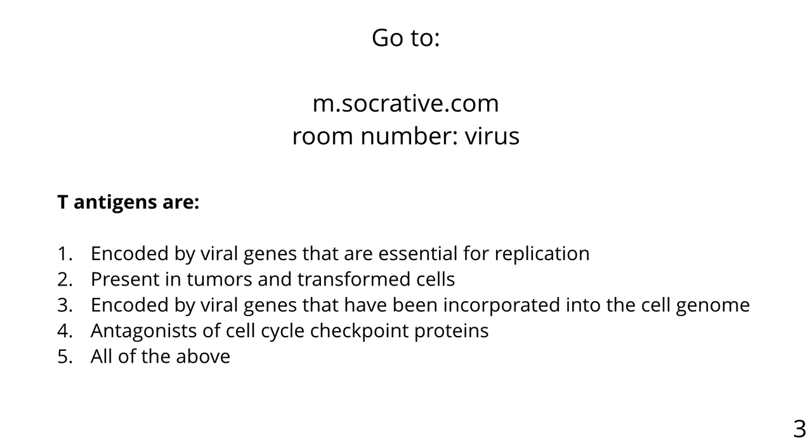All right, T antigens are encoded by viral genes that are essential for replication, present in tumors and transformed cells, encoded by viral genes that have been incorporated into the cell genome, antagonists of cell cycle checkpoint proteins, all of the above. Okay, the answer is all of the above. They're all right, and only a few people said they are not antagonists, or said the only thing they are antagonists of is cell cycle proteins, but they're also all of these other things as well. They're encoded by essential genes, they're present in tumors and transformed cells, they're viral genes incorporated into the cell genome, and they're antagonists of cell cycle checkpoint proteins.